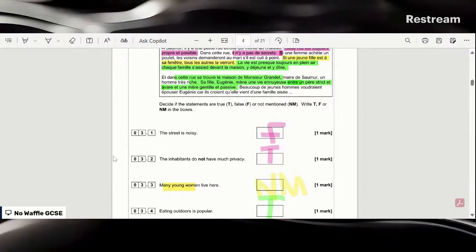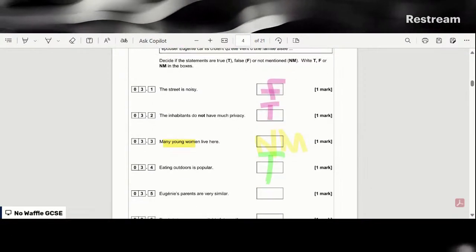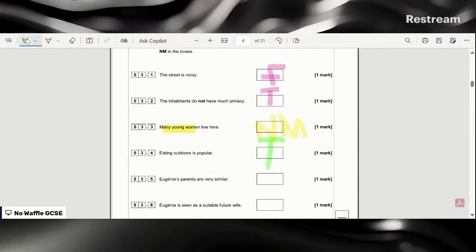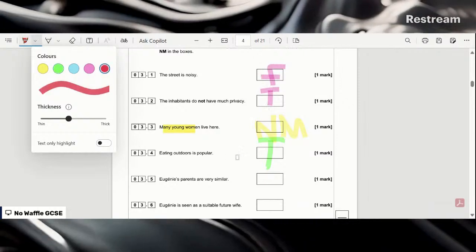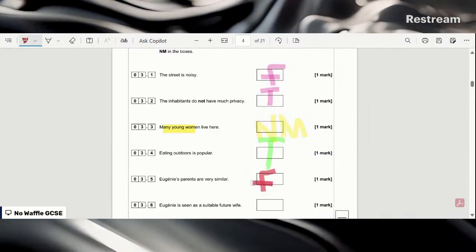Okay, Eugenie's parents are very similar. No, we just saw that she has a very annoying life between them, entre. So clearly not. So that is false.